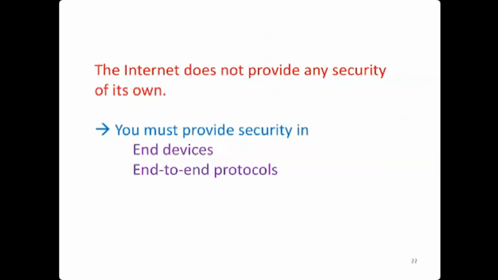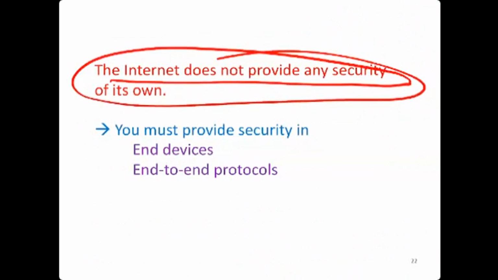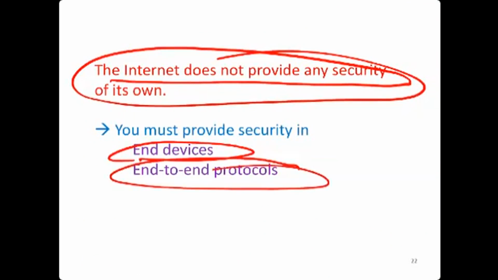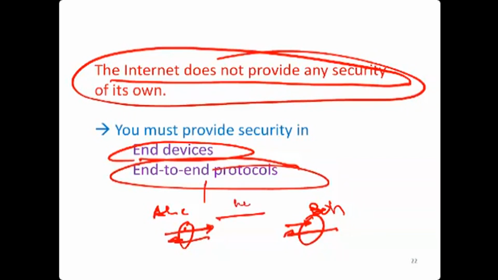So the internet does not provide any security of its own. So who has to provide security on the internet? It is you, the end users or end devices, and the protocols. When we say protocol, Alice and Bob will have exactly the same protocol for sending and receiving. Protocol is nothing but a set of rules. For example, Alice will say, hello, can you send me your public key? Bob will send his public key and then Alice will do something. All this is a set of rules.